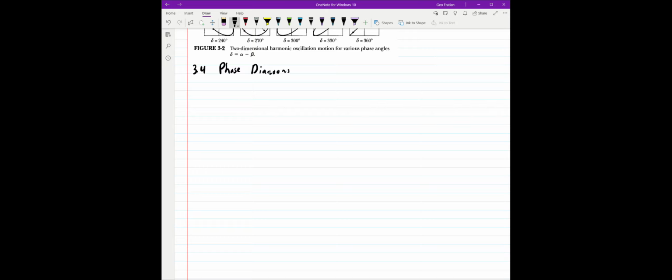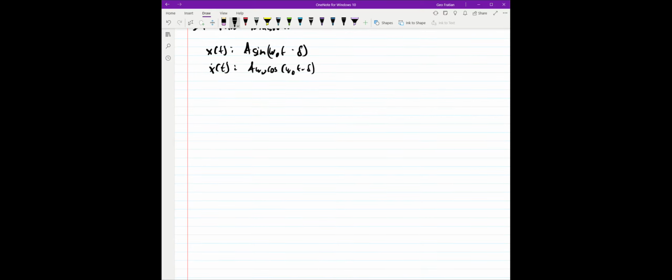So again, we have x of t is equal to a sine of omega naught t minus delta, and that immediately tells us, let's take the first time derivative. Well, that's a omega naught cosine of omega naught t minus delta. So we can eliminate t from these equations, and therefore we get x squared over a squared plus x prime squared over a squared omega naught squared is equal to 1, aka this is an ellipse.